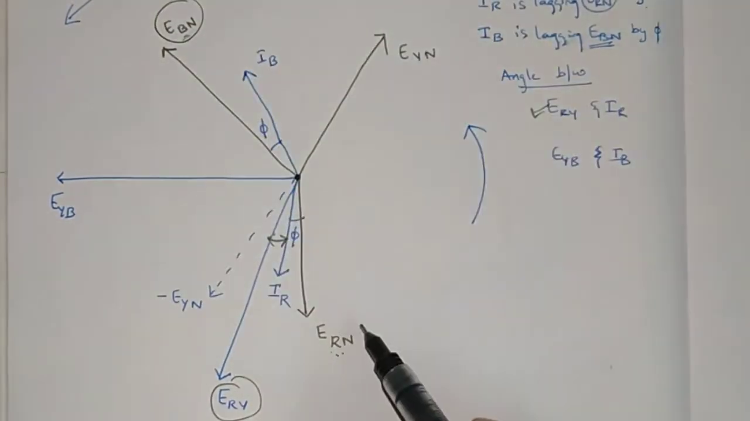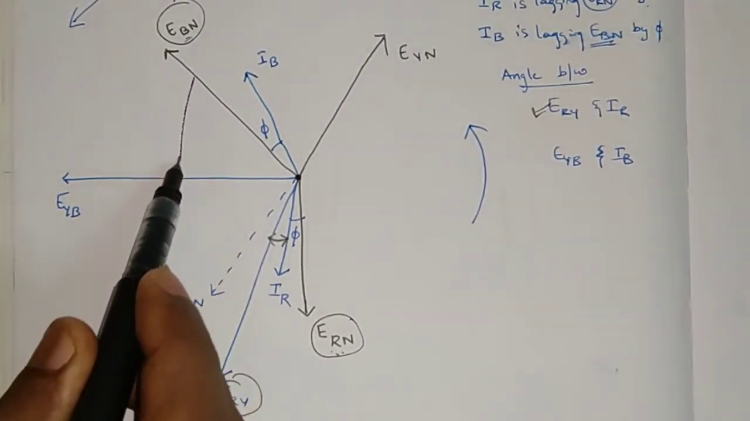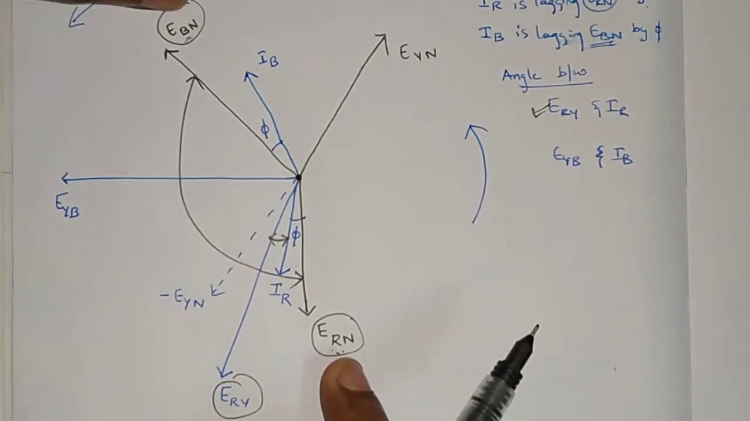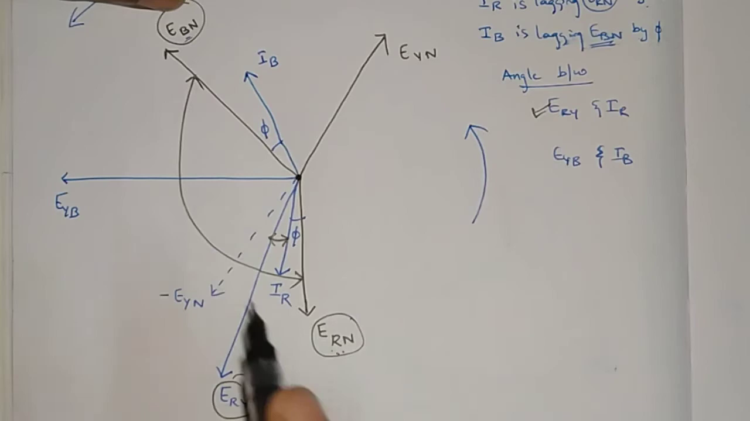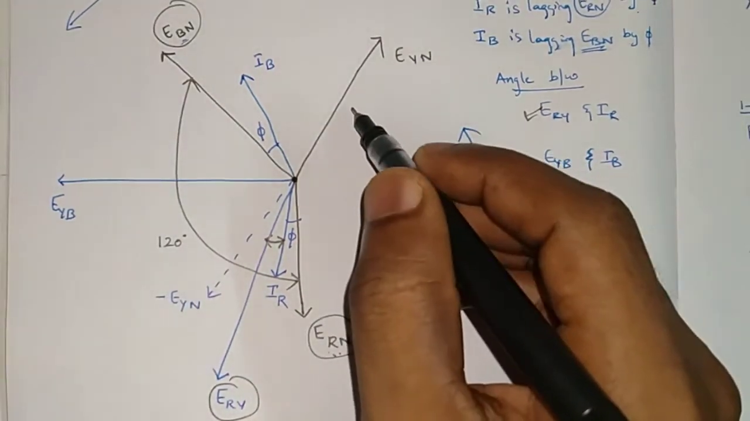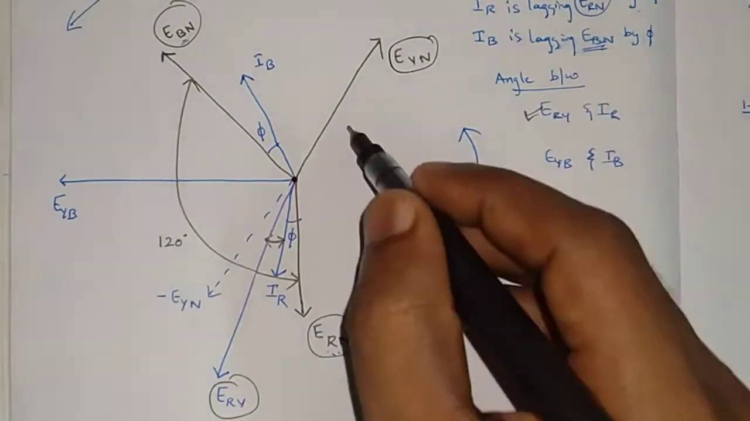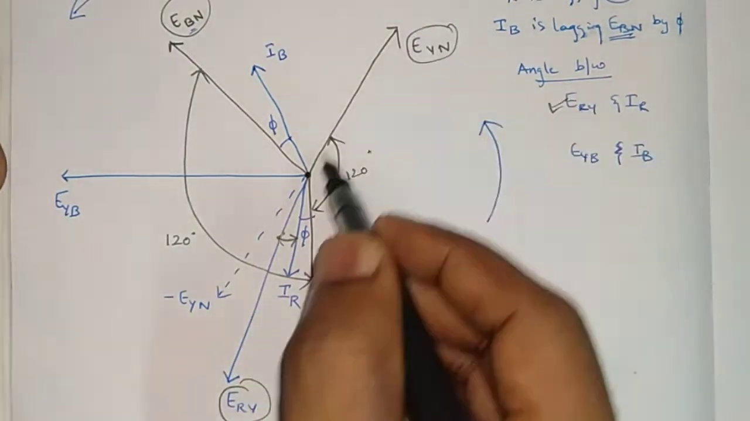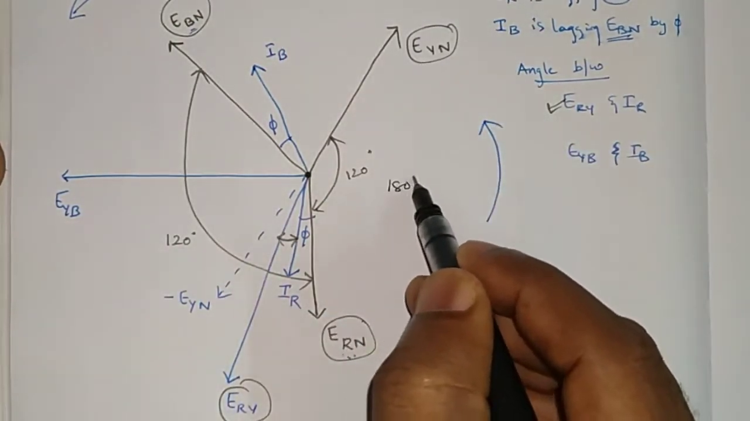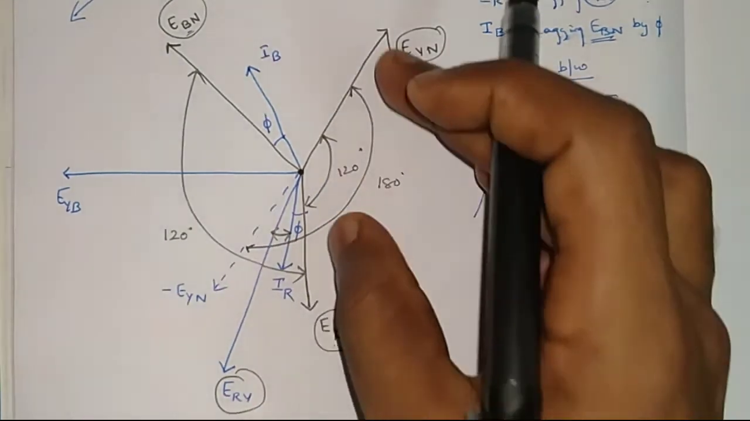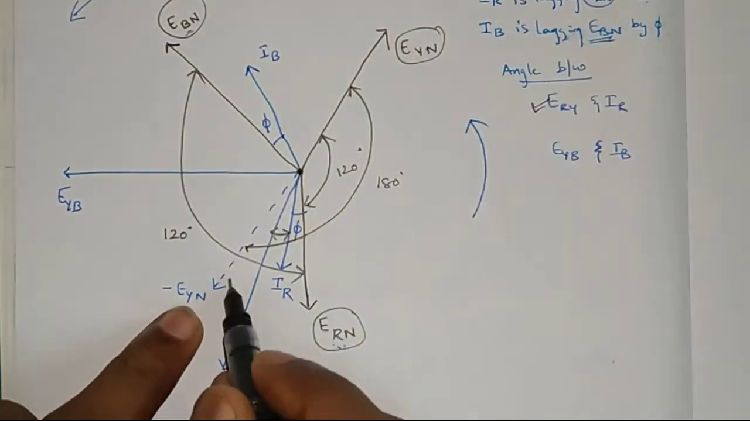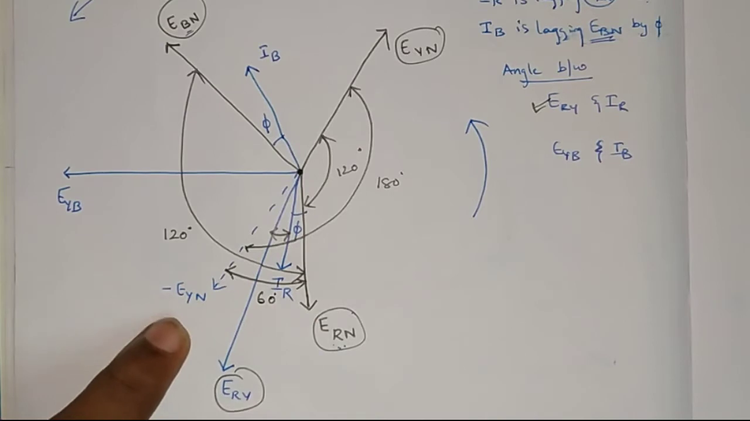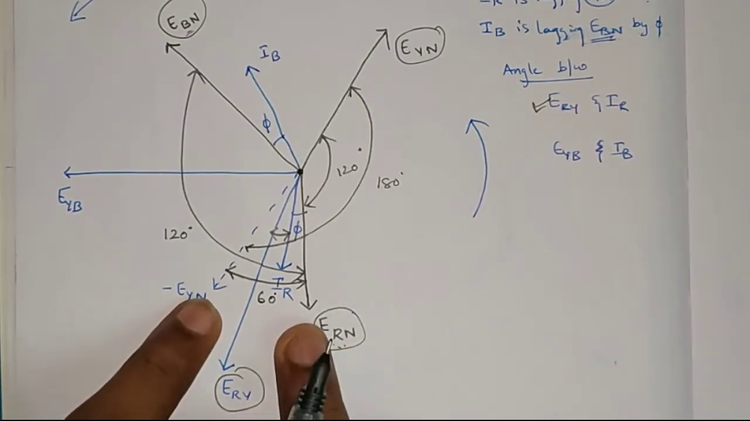Angle between EBN and ERN. EBN and ERN are the existing vectors which were there earlier. You know that each vector is separated by 120 degrees. In the same way, the angle between EYN and ERN is also 120 degrees. So EYN and minus EYN form a straight line, so the angle is 180 degrees. So this angle is 120, this angle will be 180. So the angle you will get here is 180 minus 120, that is 60 degrees. The angle between minus EYN and ERN will be 60 degrees.